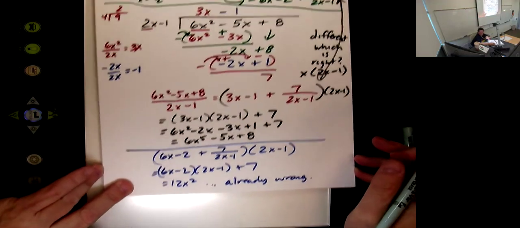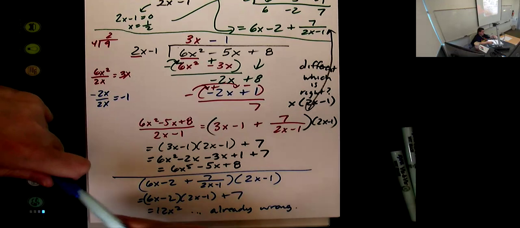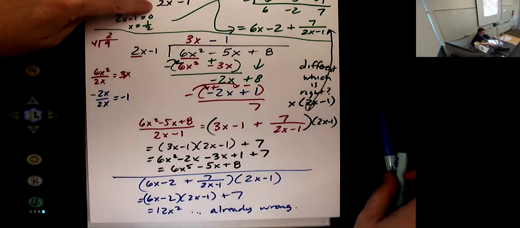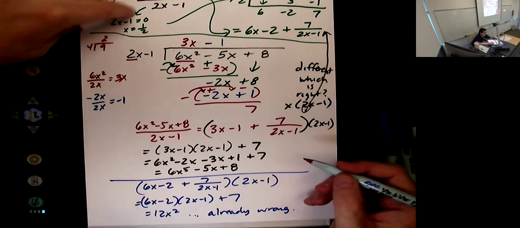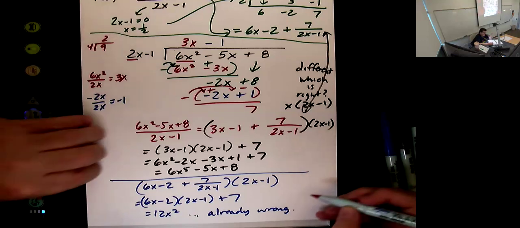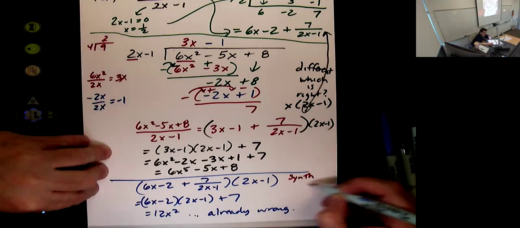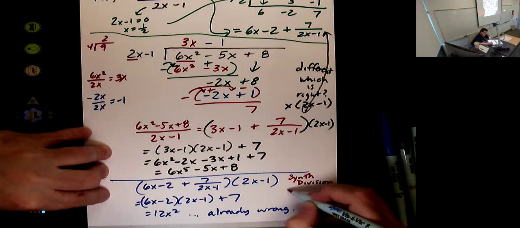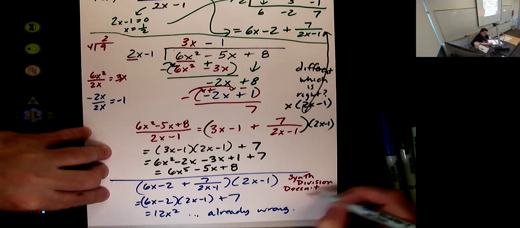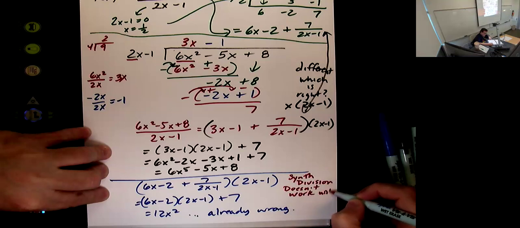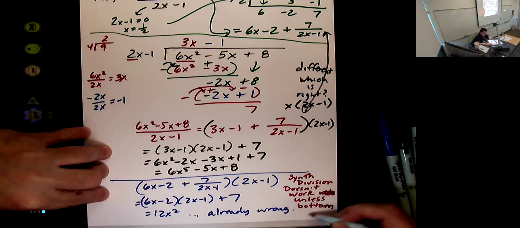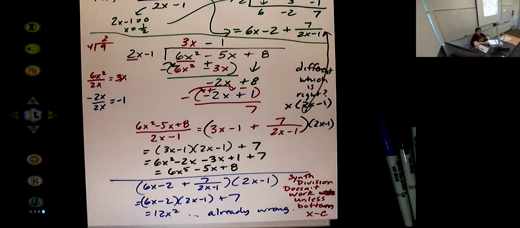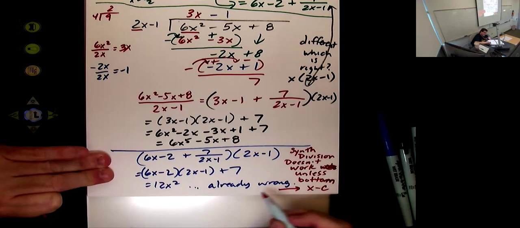So synthetic division doesn't work if the coefficient isn't 1. The coefficient on the inside or the outside? On the bottom. So synthetic division doesn't work unless the bottom is in the form x minus c. Coefficient of 1.